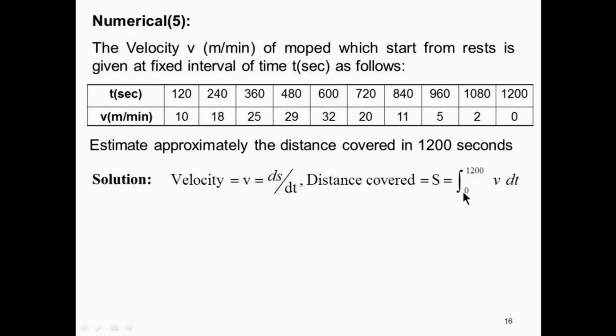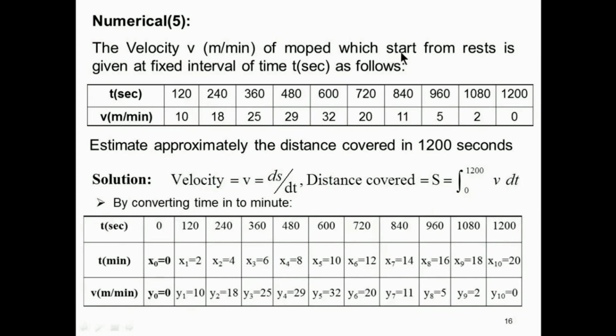So here the limits are taken from 0 to 1200 with v dt. Here time is given in seconds and velocity is given in meters per minute. So either we can convert seconds into minutes, or we can convert velocity into meters per second. It is given that the moped starts from rest, so when t is equal to 0, velocity is 0, and that value is added here. Here time is written in minutes: 120 divided by 60 is 2, 240 divided by 60 is 4. Like this time is calculated in minutes, and velocity is given in meters per minute.